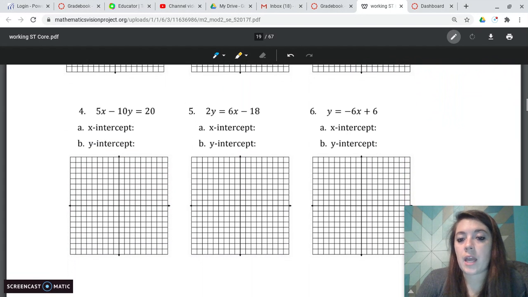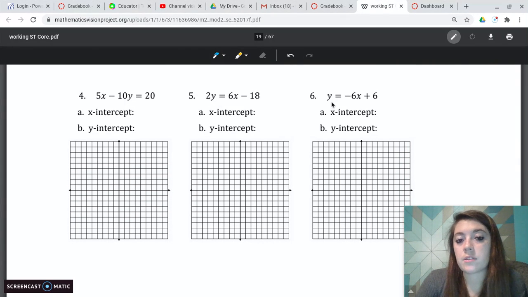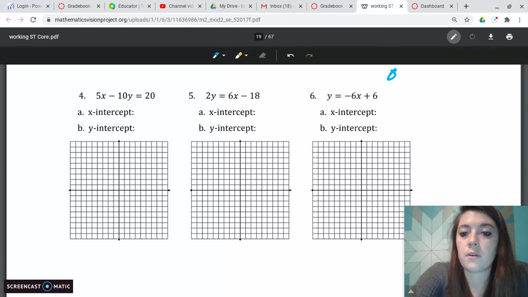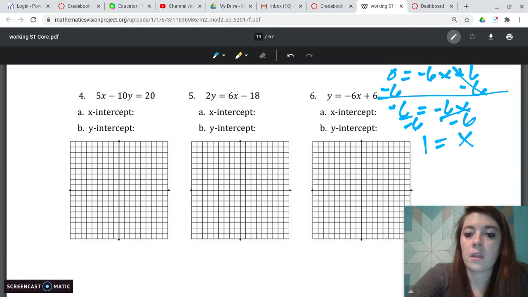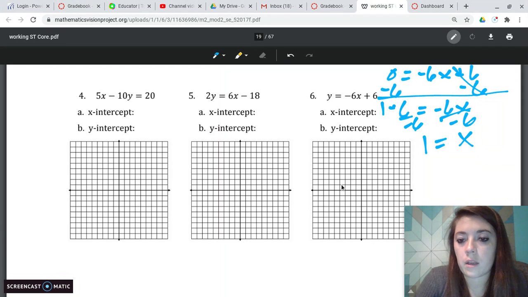Now, the next one we're looking at is number 6. This one looks a little different. We have y equals negative 6x plus 6. If we solve for the x-intercept, remember that's when we plug in a 0 for y. So we have 0 equals negative 6x plus 6. We subtract this 6 away, so we have negative 6 equals negative 6x. Divide by negative 6, and we end up with 1 equals x. So our x-intercept is 1.